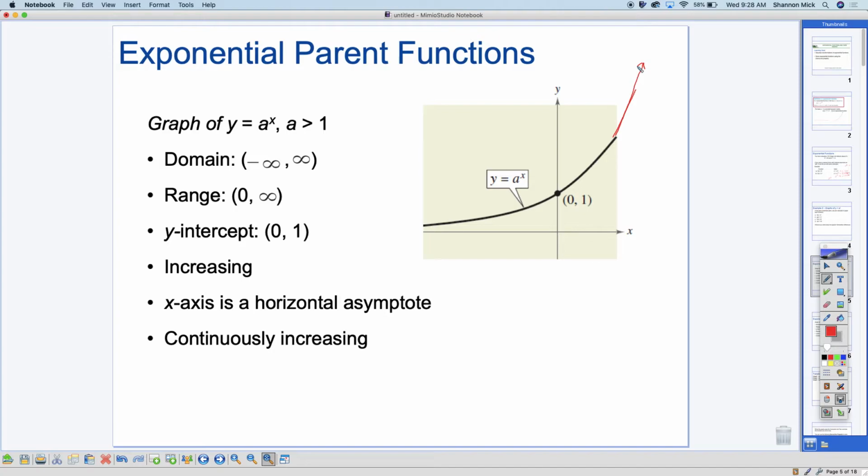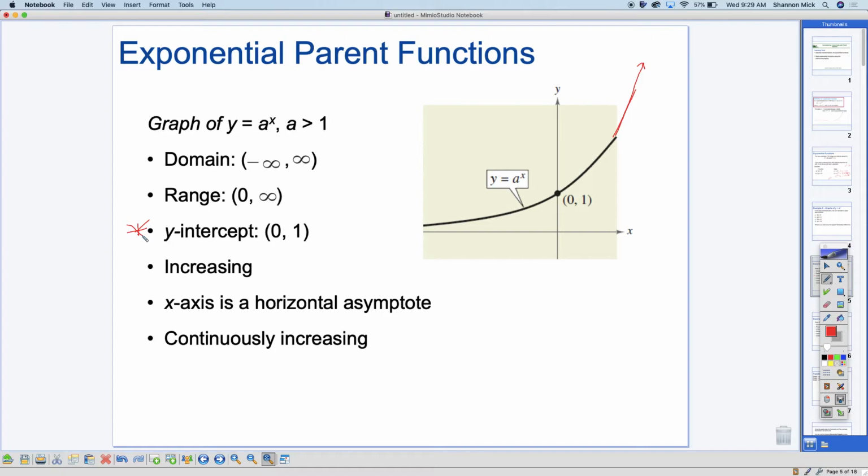If you can't remember that, write it on there: anything to the 0 power is 1. So when we graph these, we will be writing 0, 1. Remember, when we were graphing all the others, 0, 0 was our anchor point, our vertex. But here, what's our vertex anchor point going to be? 0, 1. So we're always going to talk about what happens to 0, 1. It's increasing, obviously, and the x-axis is a horizontal asymptote. And it is a continuous function.